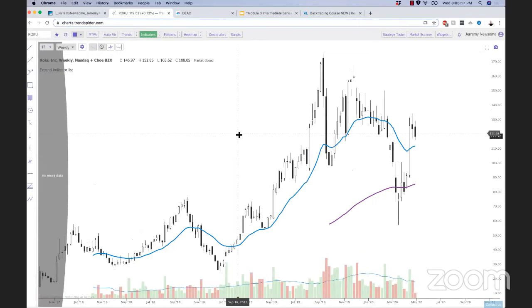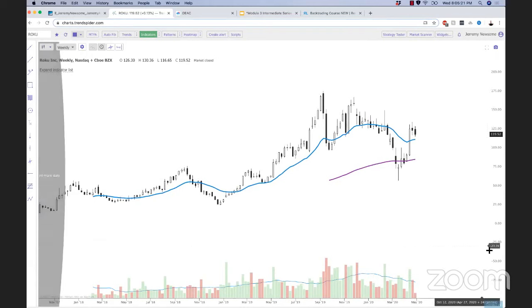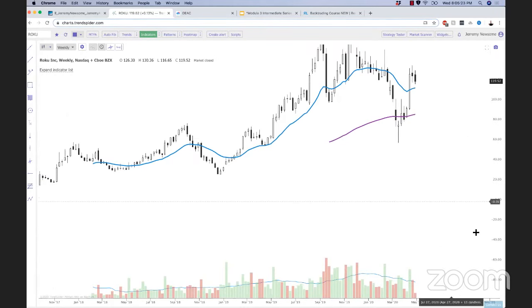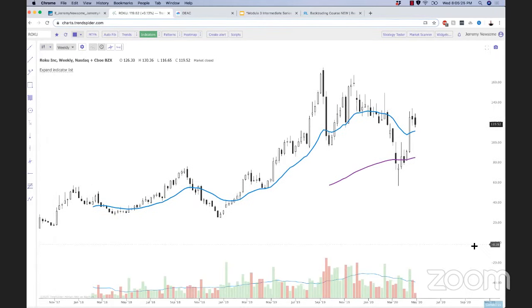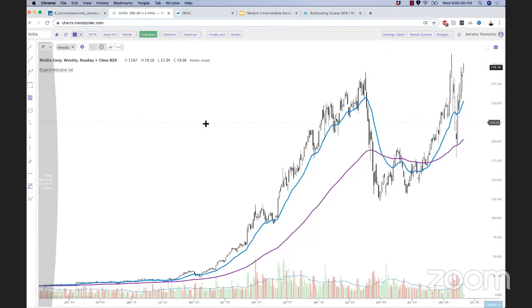Roku, what is the trend on Roku? This is a weekly chart. What's the trend on Roku? Bullish. Kelly says SPY. SPY is easy. No need to look at SPY. It's obviously bullish. NVIDIA, even easier. What's the trend on NVIDIA? Bullish.